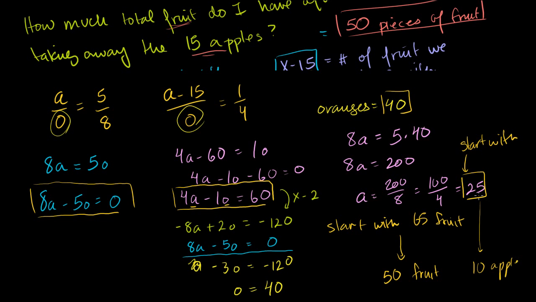So you start with 25 apples, 40 oranges, 65 fruit. You end with 10 apples, 40 oranges, or 50 fruit. Either way. Hopefully it was reasonably useful to see this done another way.